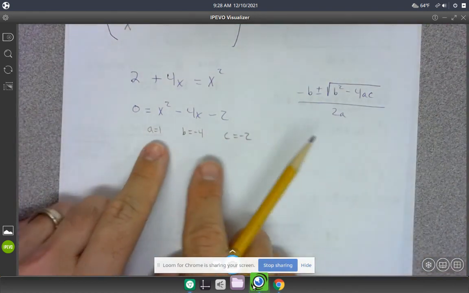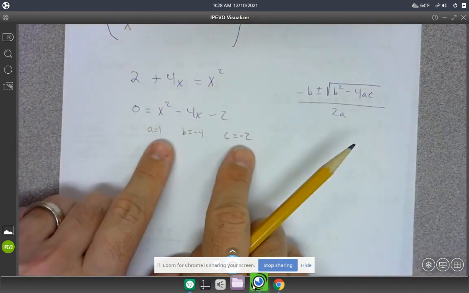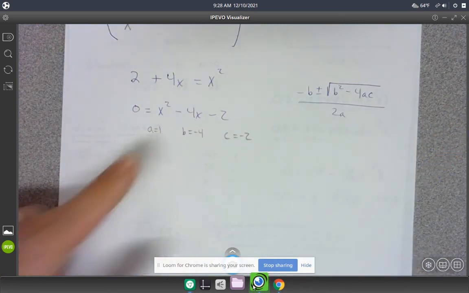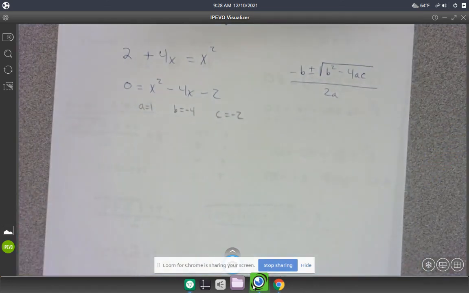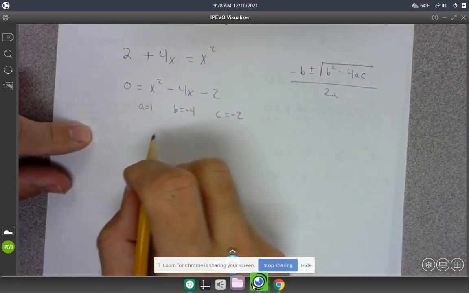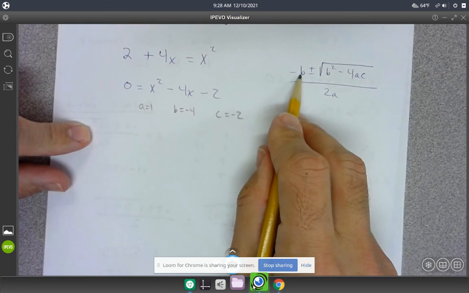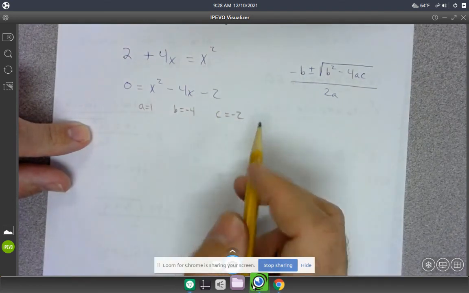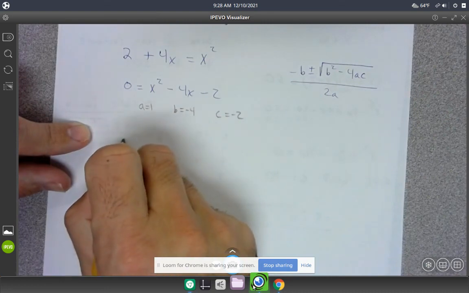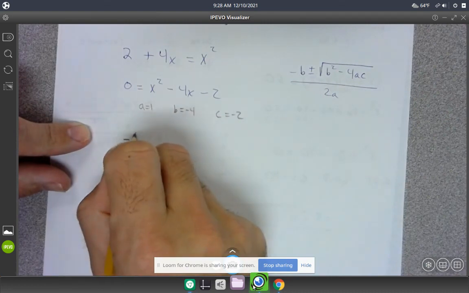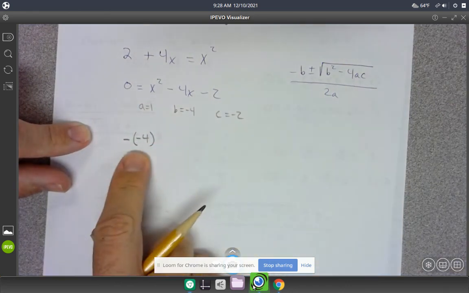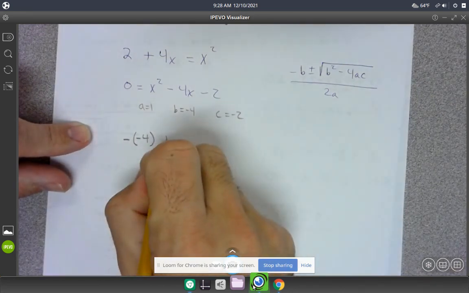All right, and then I'm just going to be substituting these numbers in for the a, b, and c into that formula. All right, and when I work it out, that's going to give me my two solutions. So it starts off with negative b, but because my b is already negative, it's going to change it to a positive, but I'll plug it straight in. So negative 4, like that. That's going to eventually turn it into a positive.